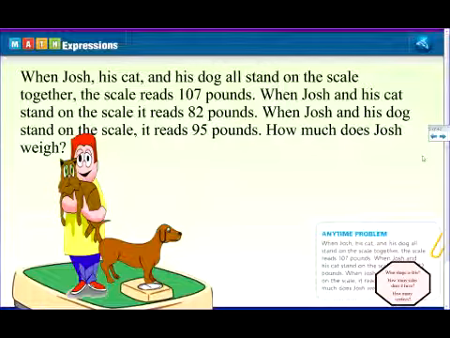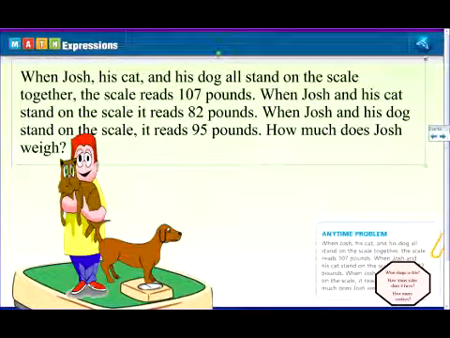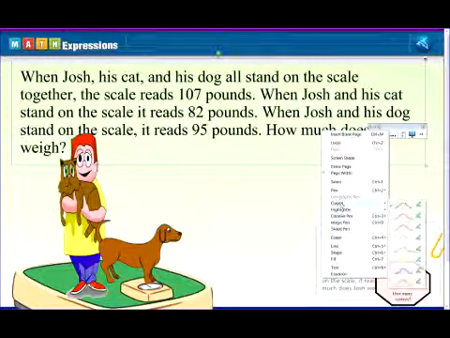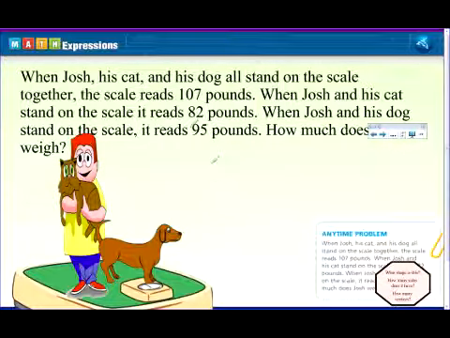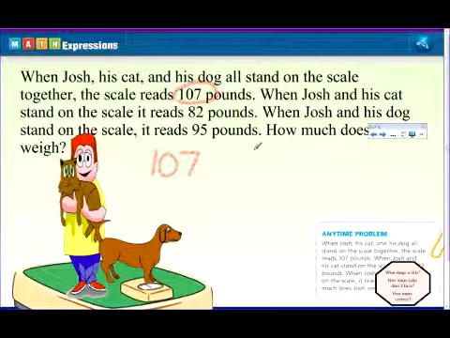Let's go through the process. First of all, understand. We understand all together that it's 107 pounds. So if we take 107 pounds and we subtract 82 and 95, that doesn't make sense. What's going to be our plan?